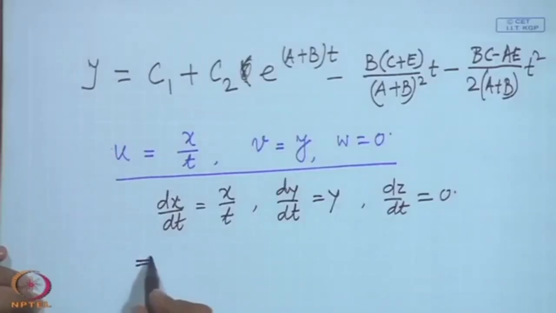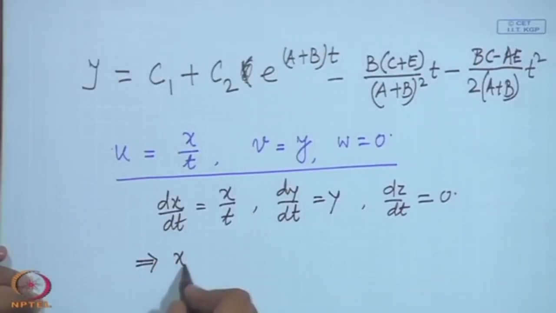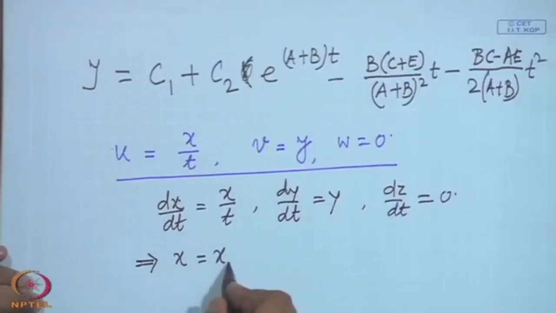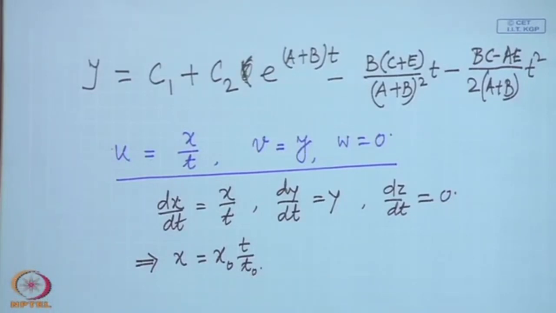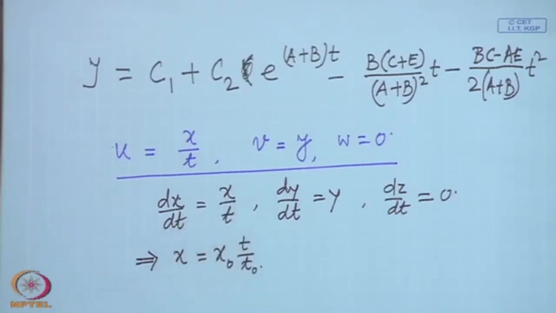So, the first equation straight away gives x equal to x 0 into t by t 0, x by x 0 equal to t by t 0. This equation is d x by x equal to d t by t, log x equal to log t. So, x by x naught equal to t by t naught. So, you see that this becomes the trajectory.